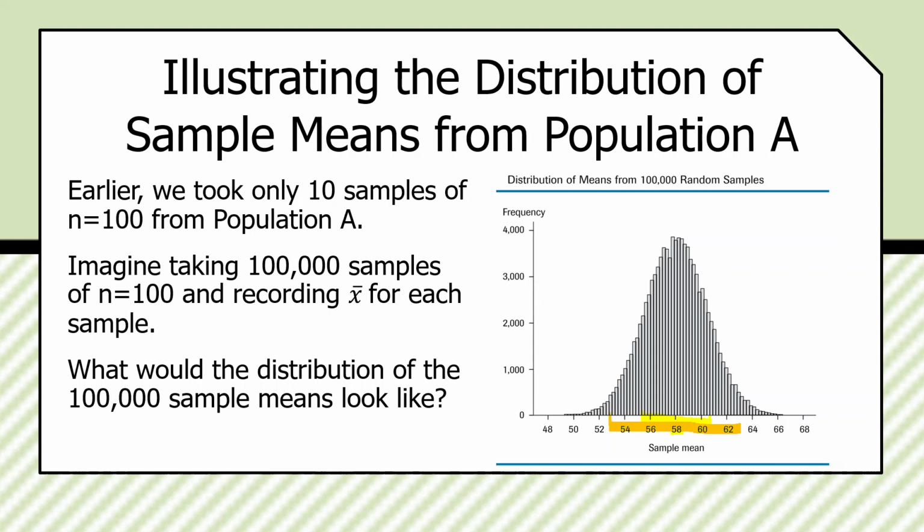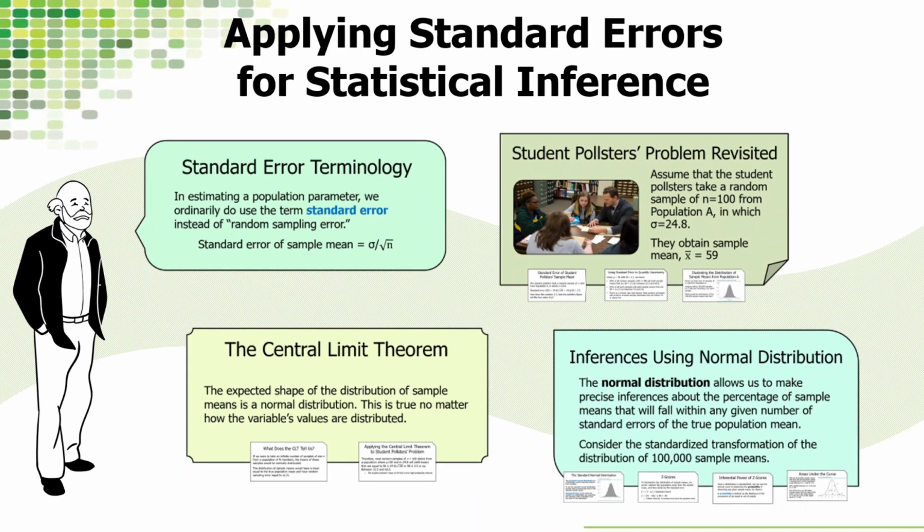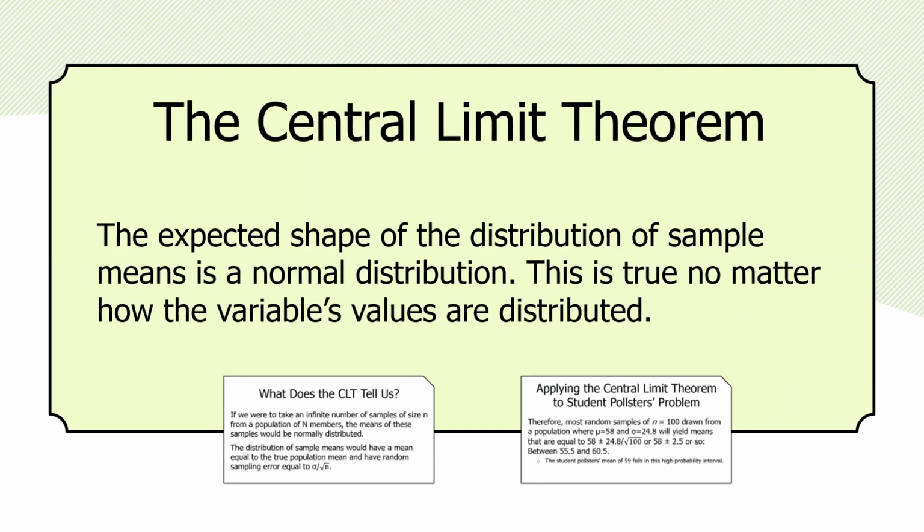So that's the first thing to notice. The other thing is that if we added up all these sample means and took the average of them, added them all up and divided by 100,000, the result would be the true population mean of 58. So let's review those facts and talk about the central limit theorem.